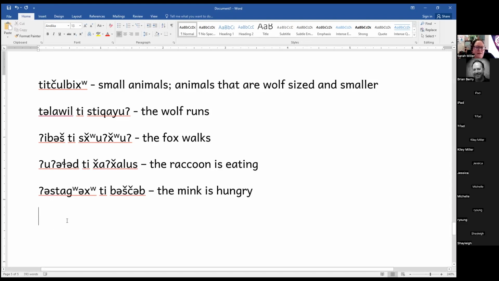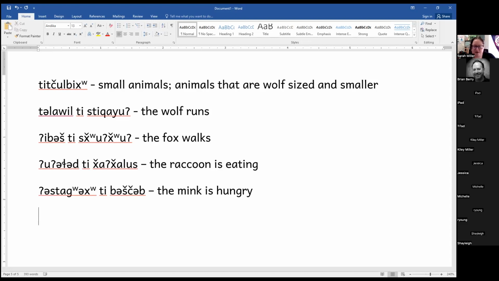Talawil T Steep Hayu. Remember, with the glottal stop at the end, you're going to have that abrupt stop. Talawil T Steep Hayu. Abush T Schwo. Uashla T Chalus. Astagwa T Bushchub. And remember, anything with those floating W's, you're going to be blowing out.